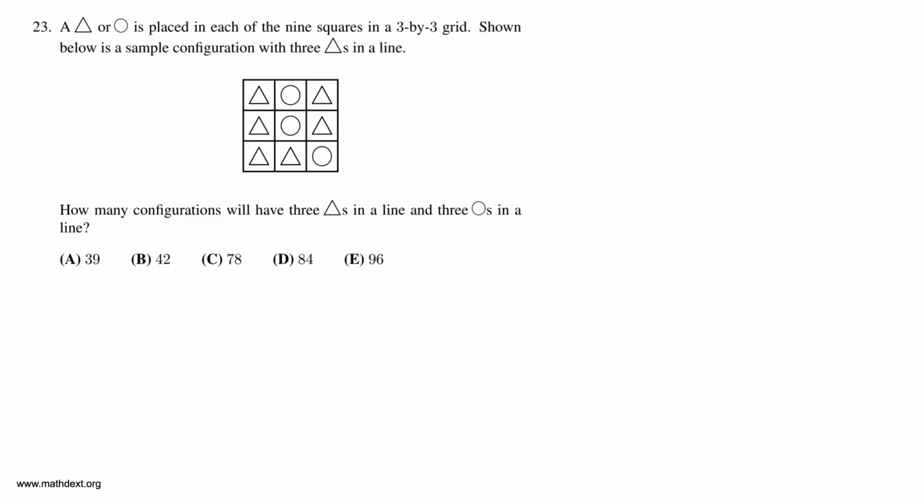A triangle or circle is placed in each of the 9 squares of a 3x3 grid. Shown below is a sample configuration with 3 triangles in a line. How many configurations will have 3 triangles in a line and 3 circles in a line?